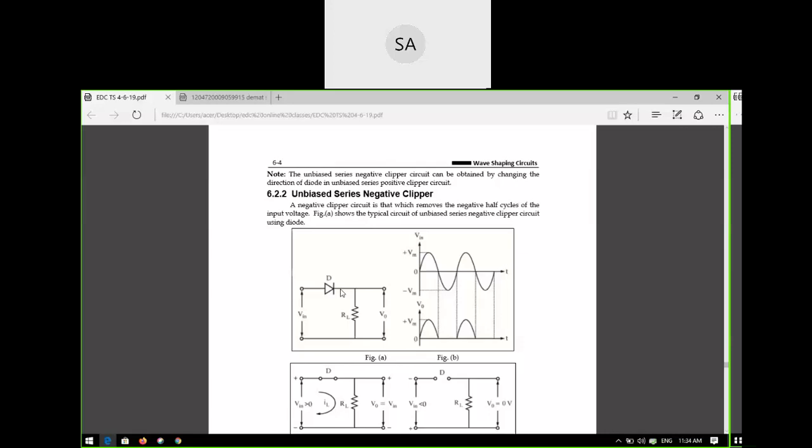V in, sir. Very good. V naught equal to V in. So V naught is equal to V in, output voltage equal to input voltage. So this is C. You can see in this waveform also, input and output waveforms. Input is equal to output.